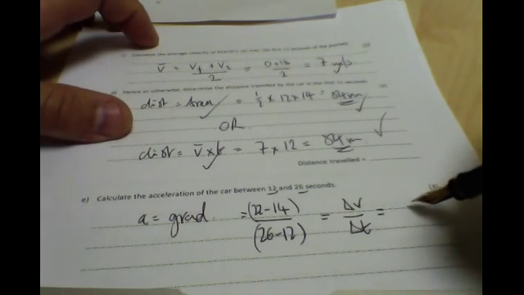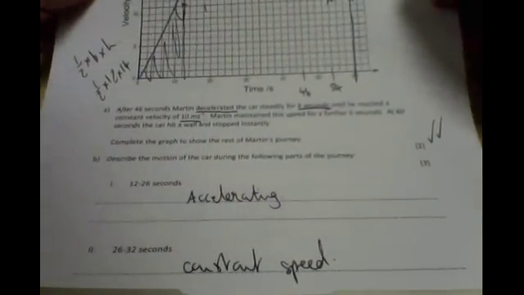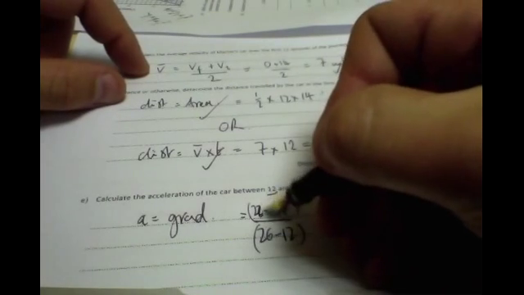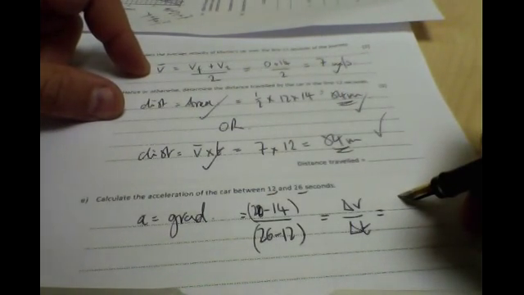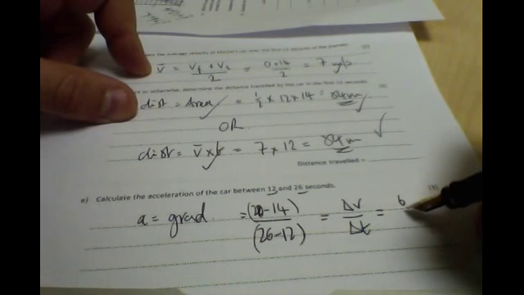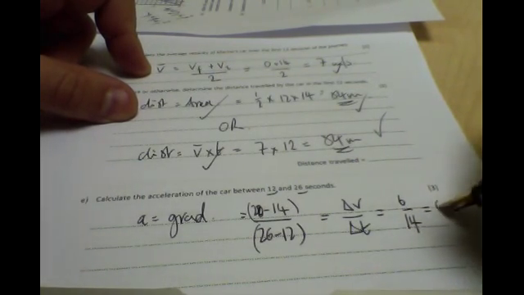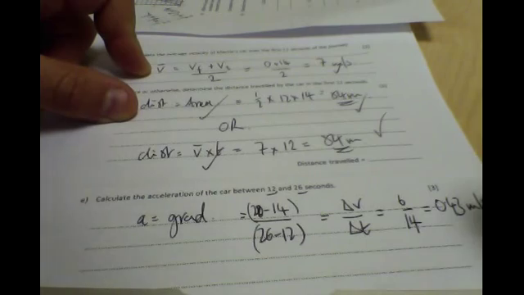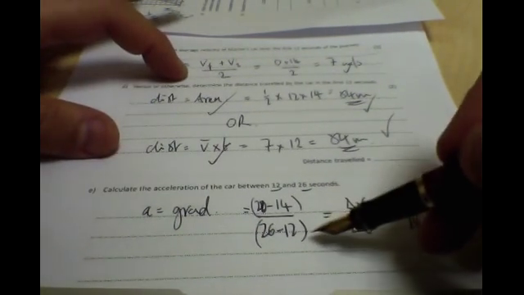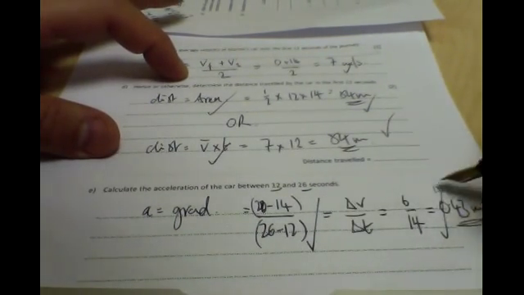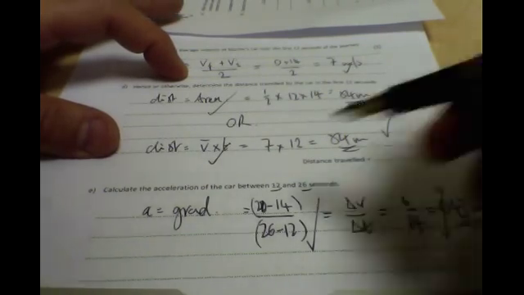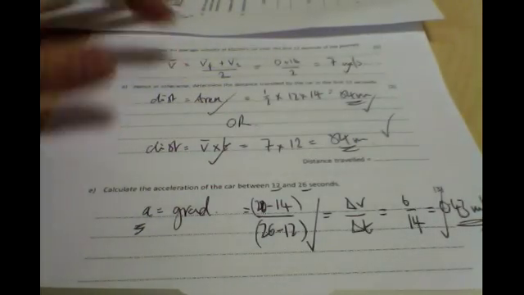So therefore, that gives us, oh, wait a minute, sorry, that was 20, it's on there, I thought that was the stronger line, so it's 20, careful there. So that gives us 6 over 14, 0.43 meters per second squared. Method, answer, units. Acceleration, meters per second squared.